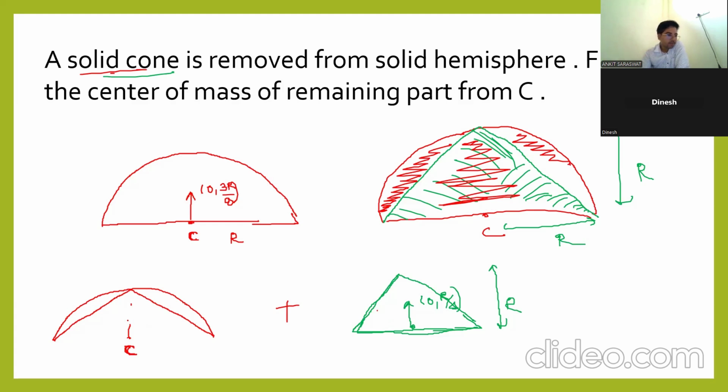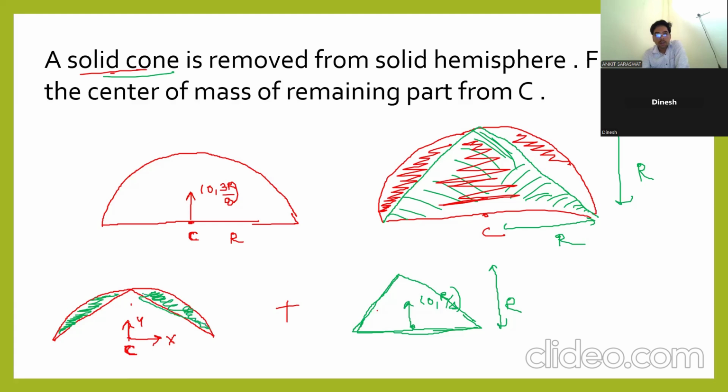So what we will do is subtract this portion's center of mass from the center of mass of the solid hemisphere. My question is, where is the center of mass of this cavitated portion? This is y, this is x. Where is the center of mass? In this portion, the mass will be here only. There is no mass in the middle.